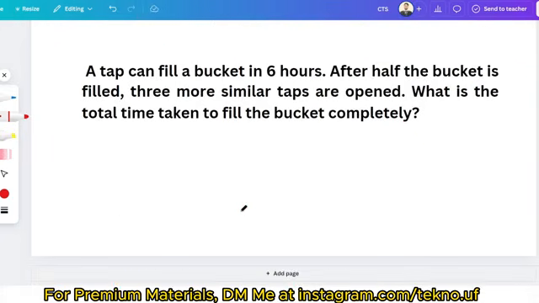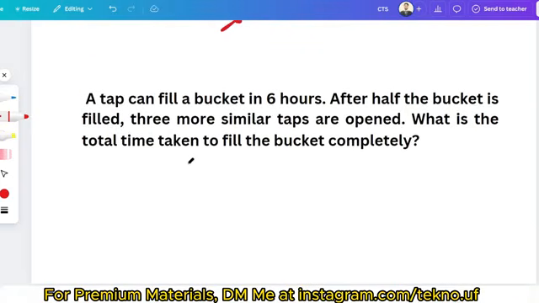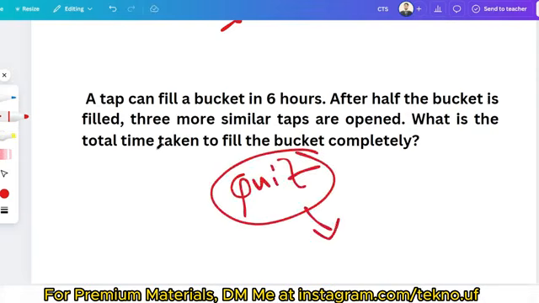Okay, so the next problem and the last problem for today's session: a tap can fill a bucket in 6 hours. After half the bucket is filled, 3 more similar taps are opened. What is the total time taken to fill the bucket completely? So this is a quiz question for you guys. So please give the answer in the comment section and be confident after solving this. Okay, and I'm assuring you these types of problems only will be asked to you.